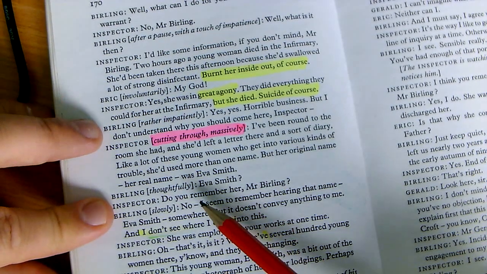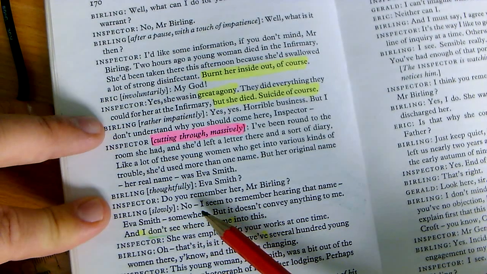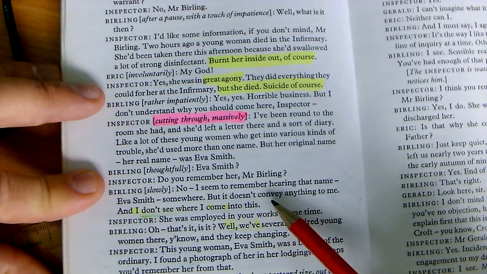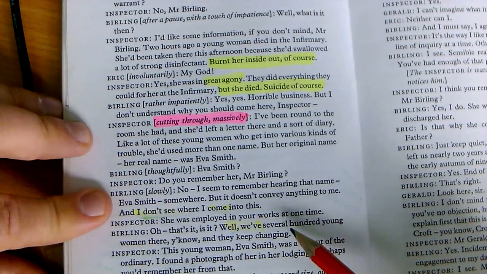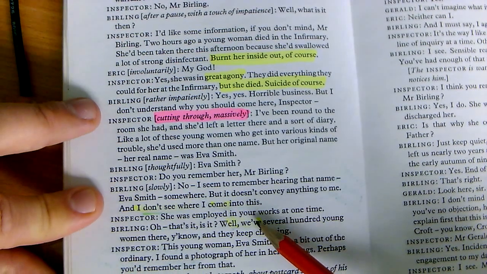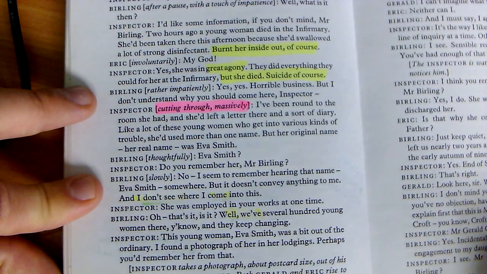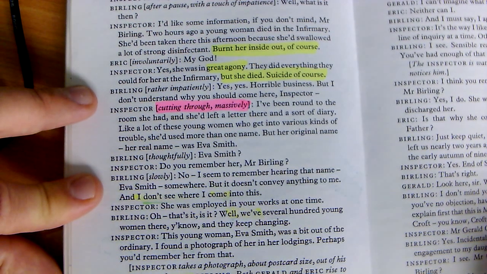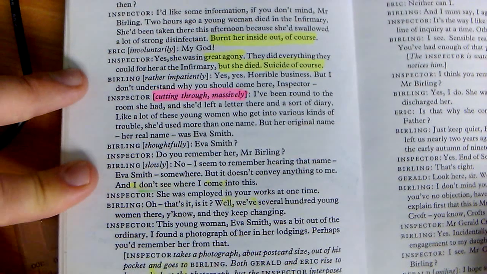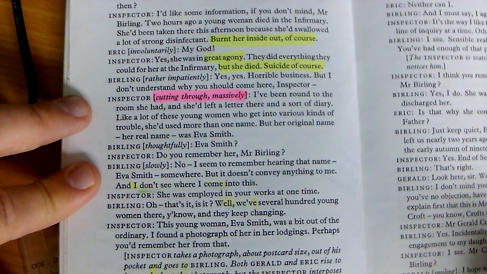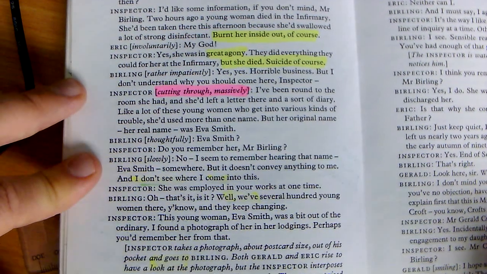Thoughtfully, Burling. Eva Smith? Do you remember her, Mr. Burling? Burling slowly. No, I seem to remember hearing that name, Eva Smith, somewhere, but it doesn't convey anything to me, and I don't see where I come into this. She was employed in your works at one time. Oh, that's it, is it? Well, we've several hundred young women there, you know, and they keep changing. This young woman, Eva Smith, was a bit out of the ordinary. I found a photograph of her in her lodgings. Perhaps you'd remember her from that.